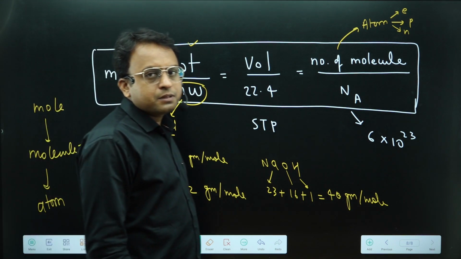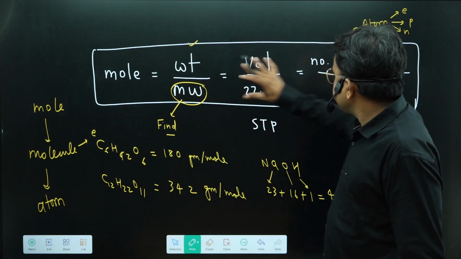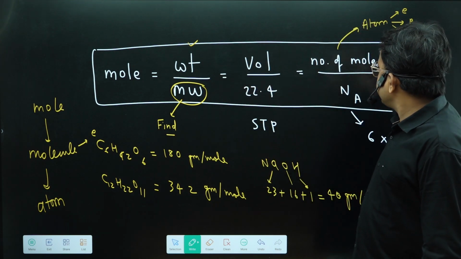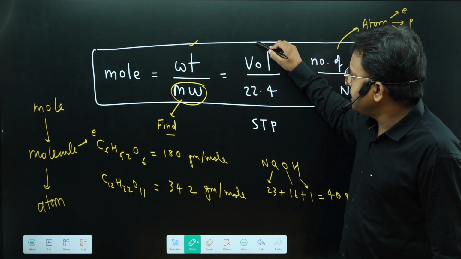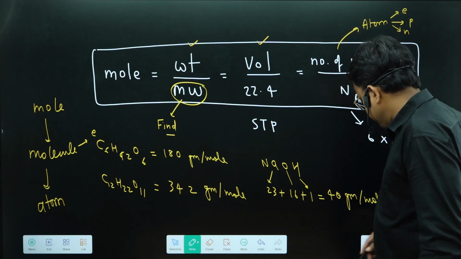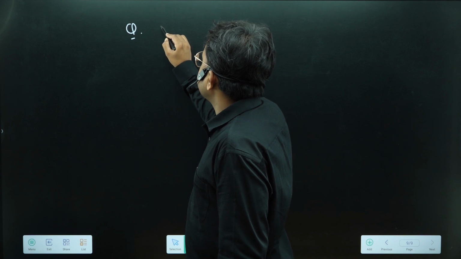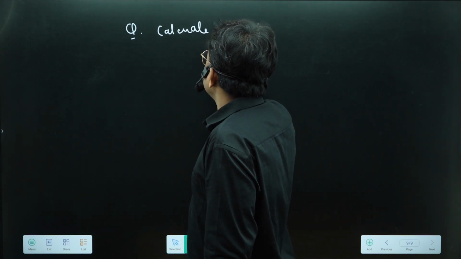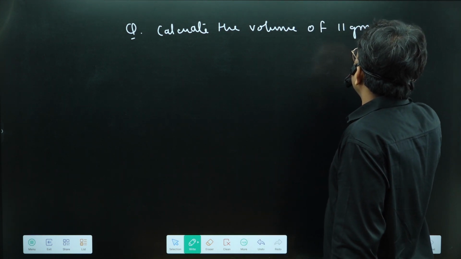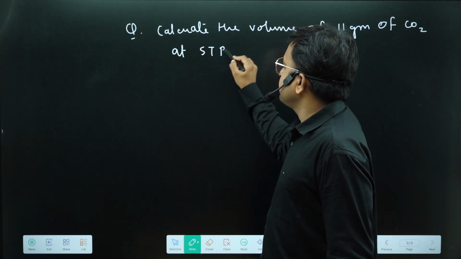Now we are going to discuss some important questions on mole concept. Write this formula for solving numericals. In these, this will be given and this will be asked. Let us understand with an example. Question: calculate the volume of 11 gram of CO2 at STP.